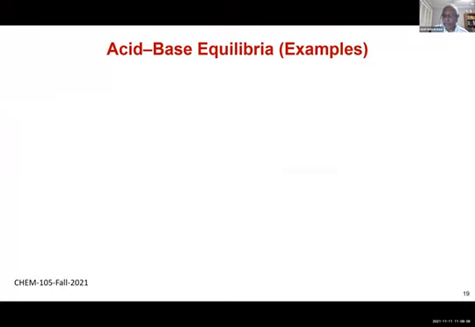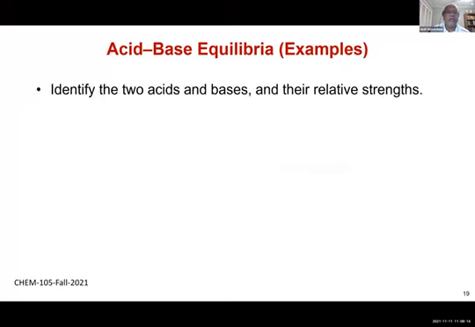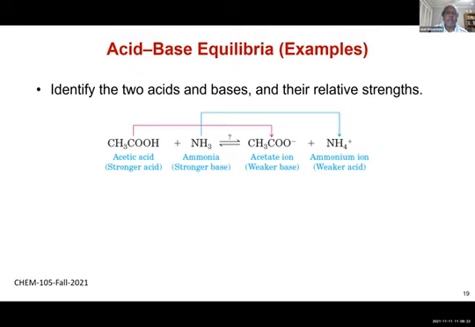Okay, we talk about acetic acid and ammonia reaction. How we identify the reaction based on relative strength of acetic acid and ammonia. So acetic acid is a stronger acid than ammonium, and ammonia is a stronger base than acetate. Therefore, acetic acid becomes the acid and the ammonia becomes the base in the reaction to produce acetate ion and ammonium ion.